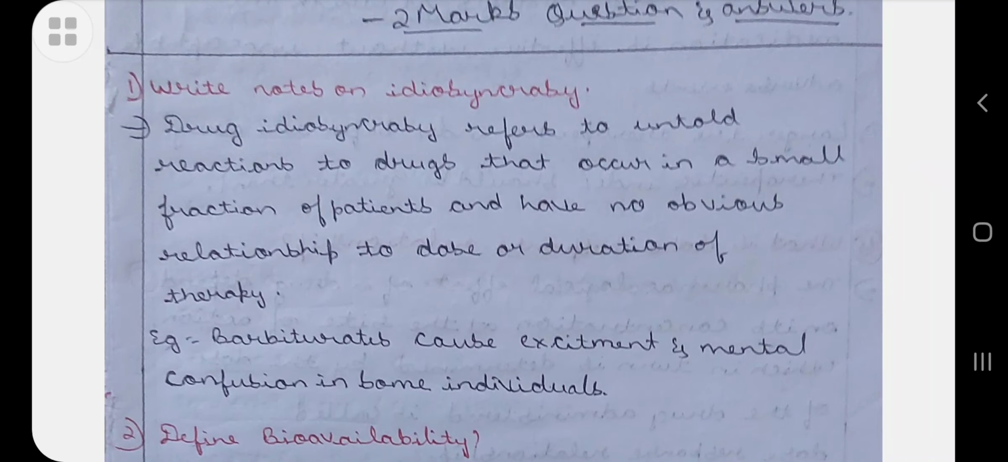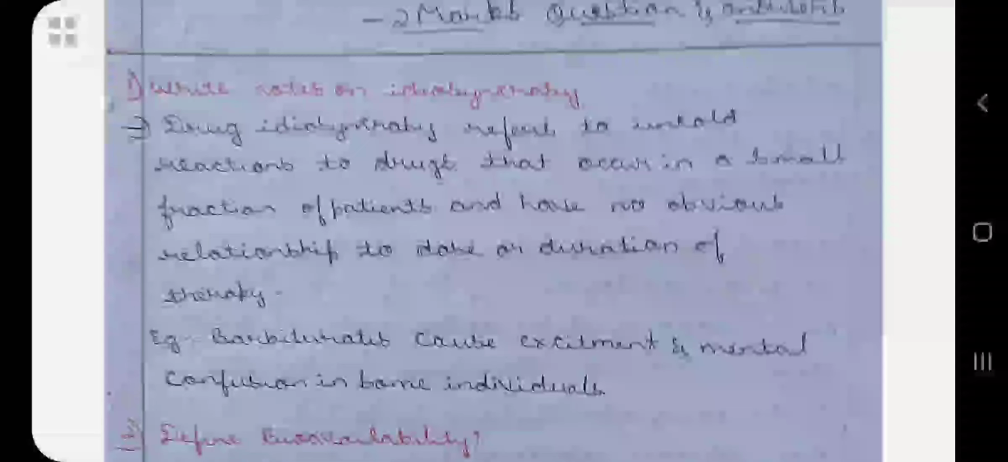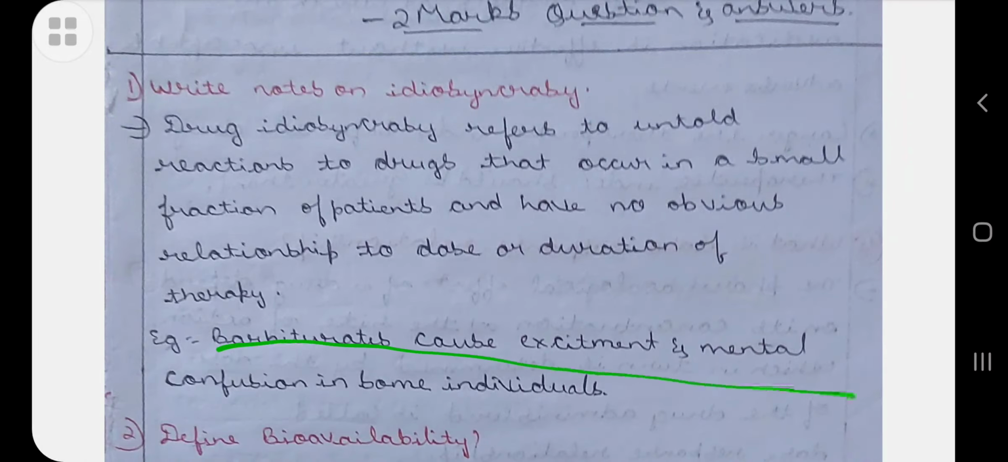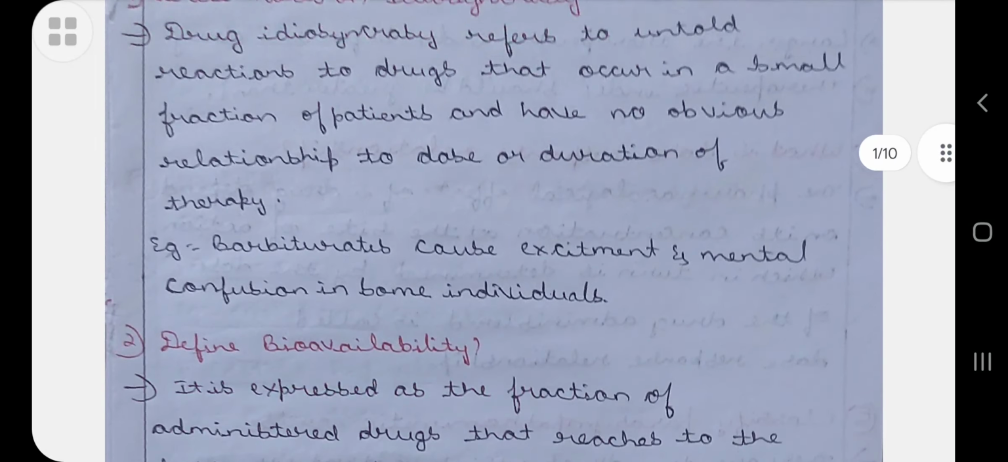For example, the drug is Dolo 650 or the diclofenac drug. For some patients, there will be the occurrence of a hyper reaction to that drug. That is idiosyncrasy. A simple example: barbiturates cause excitement and mental confusion in some individuals.